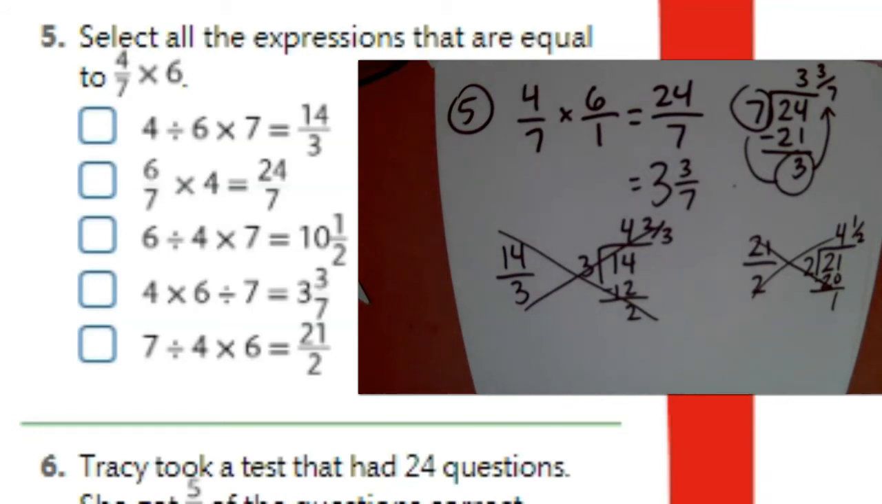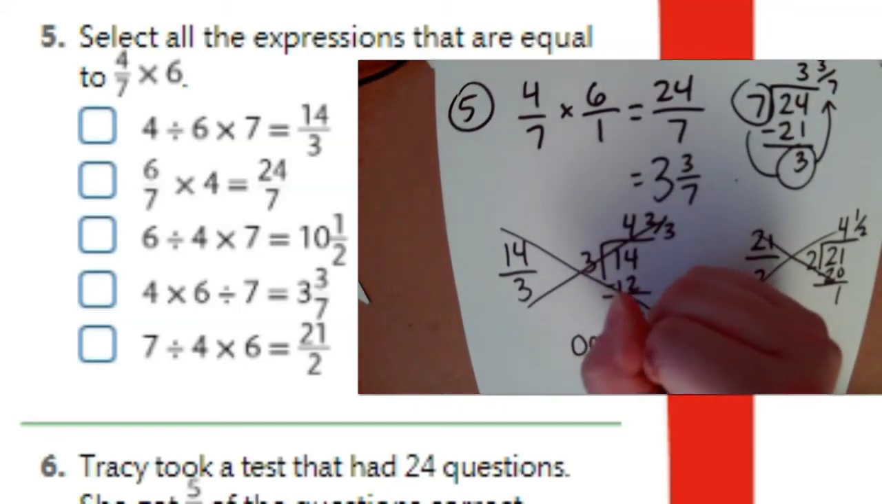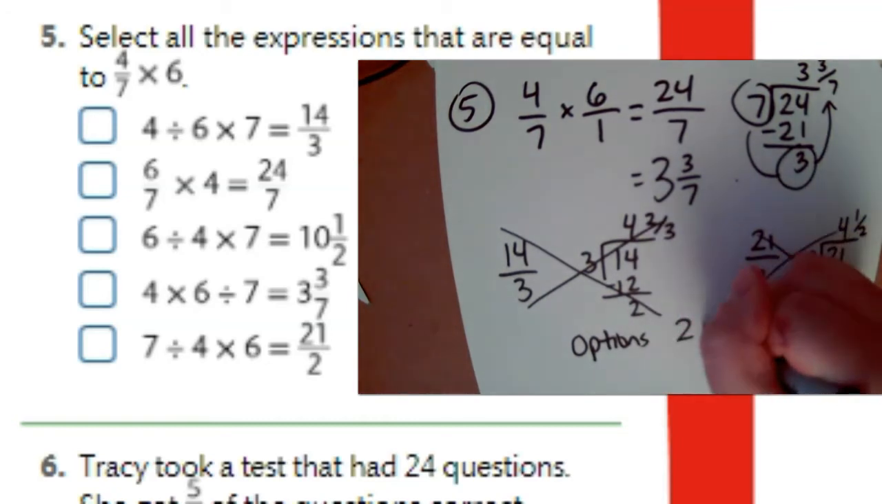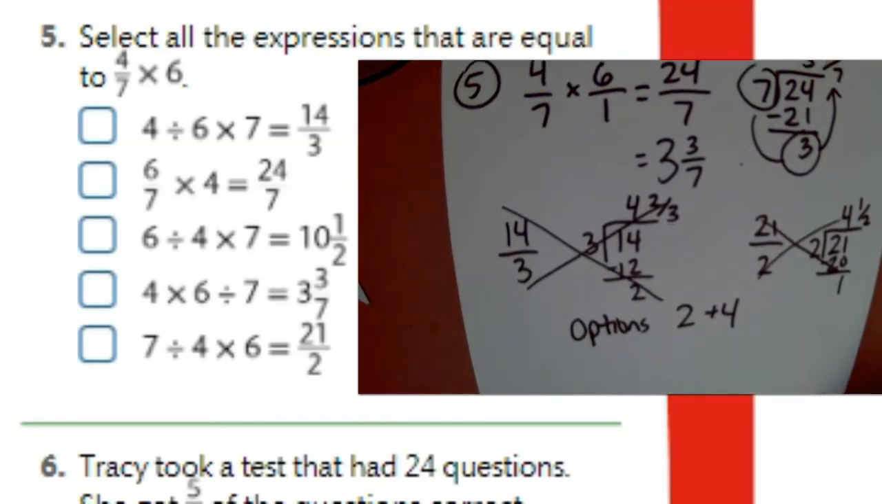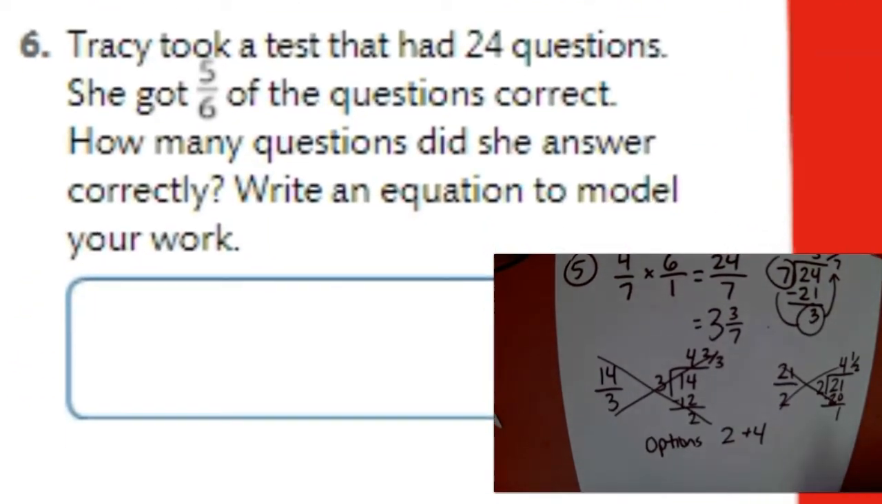The second one and the 4th one. So I guess it'd be like options 2 and 4, if you're looking at it that way. All right, let's move on to number 6.